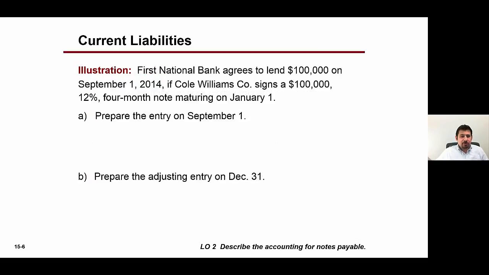So for example, First National Bank agrees to lend $100,000 on September 1st, 2014 if Cole Williams Company signs a $100,000 12% 4-month note maturing on January 1st. So in this case, the company who is borrowing the money is Cole Williams. So Cole Williams is borrowing the money.